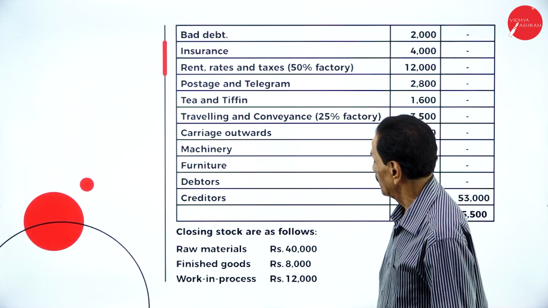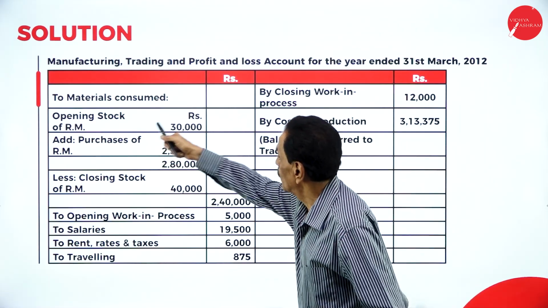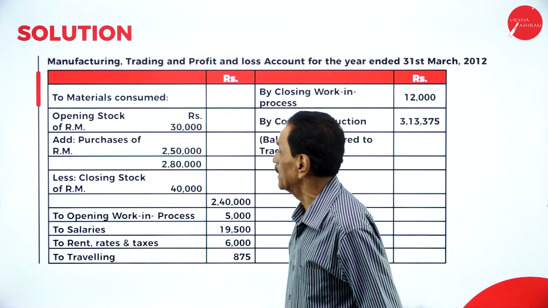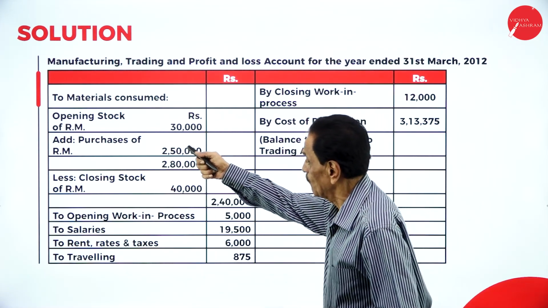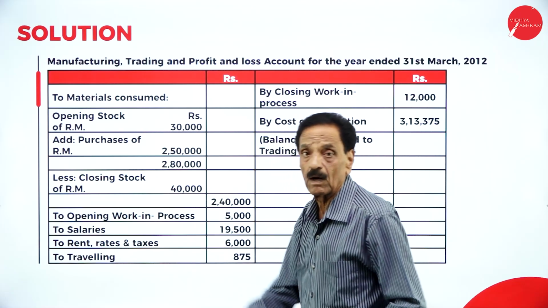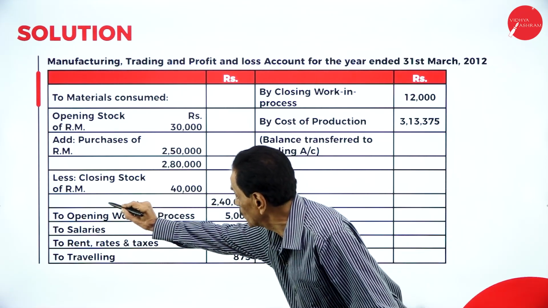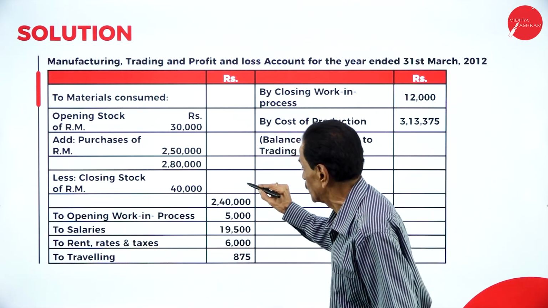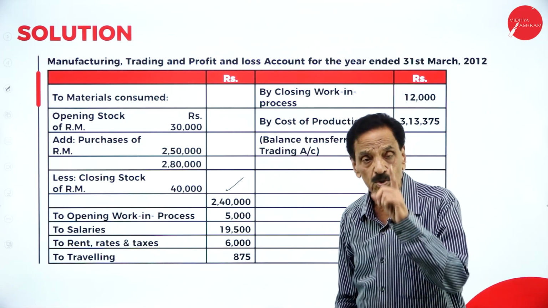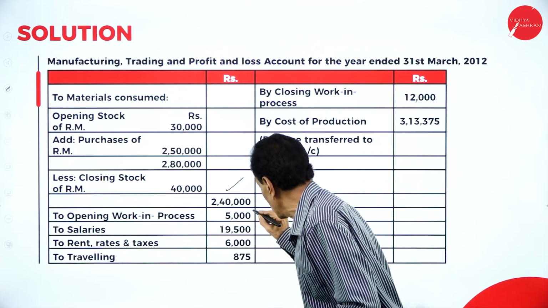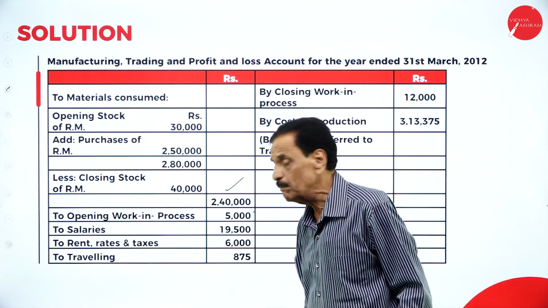Opening stock of raw material. What is it? Material consumed. Opening stock of raw material 30,000 plus purchase of raw material 2,50,000 becomes 2,80,000, minus closing stock of raw material 40,000. How much material consumed is 2,40,000. Opening work in progress 5,000 as per the problem.